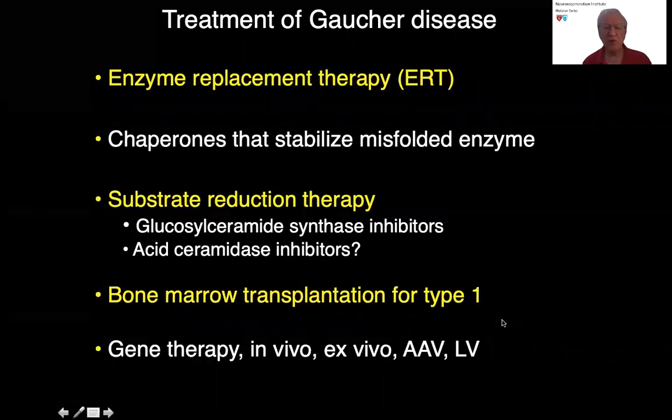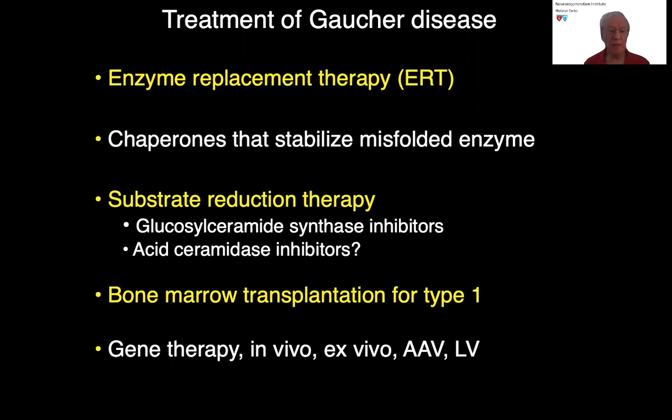So the treatments for Gaucher disease have been around for about 2 decades. The most common one until recently is enzyme replacement therapy, which consists of biweekly infusions of a recombinant enzyme. There are also chaperones that stabilize misfolded enzyme, and these are going to become probably more important in the future. And then there is substrate reduction therapy by glucosylceramide synthase inhibitors, and perhaps in the future acid ceramidase inhibitors.